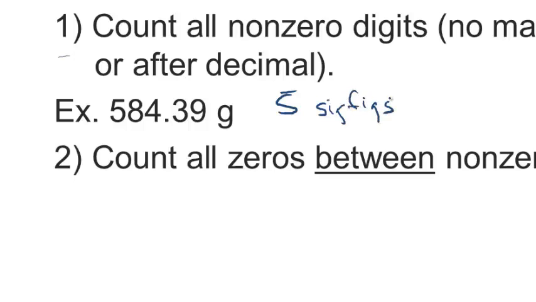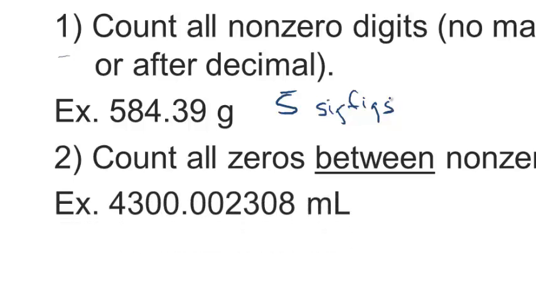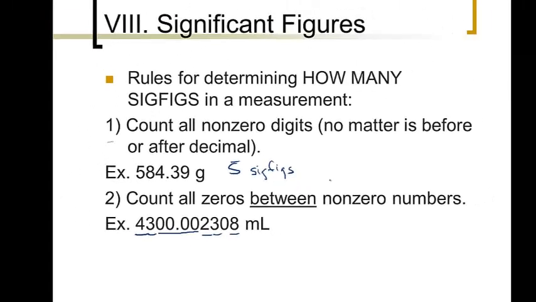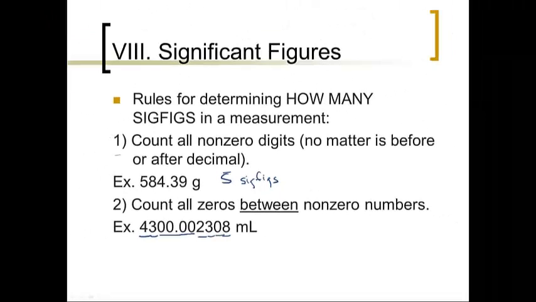Okay. Count all zeros between non-zero numbers. In other words, if the zeros are sandwiched between non-zero numbers, count those as sig figs. Okay. So, same rules. You have to count the 4 and the 3, the 2 and the 3 and the 8. So that means you have at least 1, 2, 3, 4, 5 sig figs. Now, these zeros are also going to be counted because they're between non-zero numbers, and so is this one right here. So in this measurement right here, every digit is a sig fig. So you have 1, 2, 3, 4, 5, 6, 7, 8, 9, 10 sig figs in this measurement. 10 significant figures.